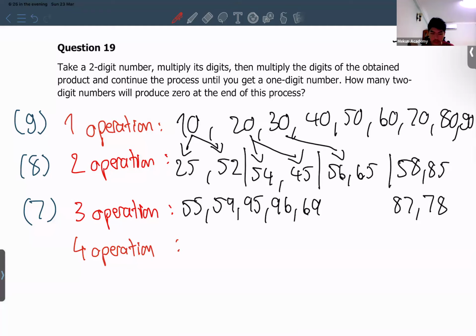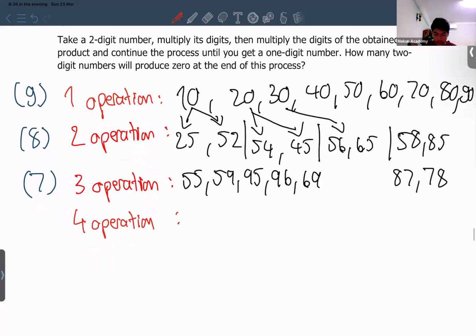For 95, which equals 5 times 19, you cannot do it. So it's a three-digit number. So that's the rest of the numbers on the list. So from this, you can see for four operations, there's no number. So from this, you can just conclude that there are no more numbers.